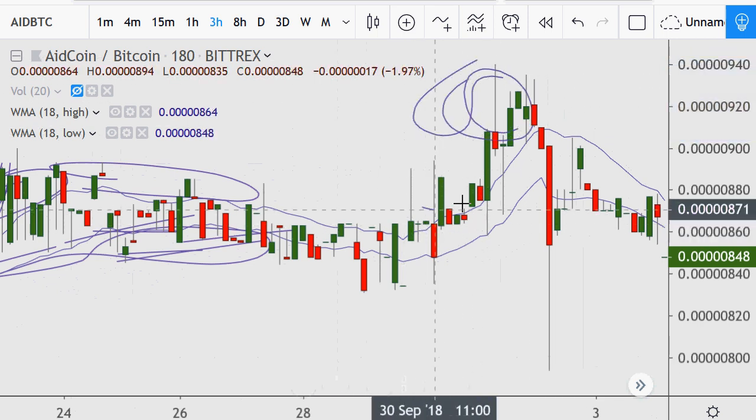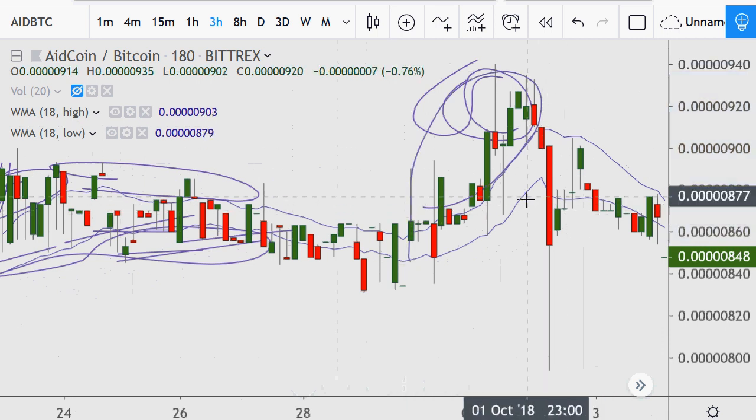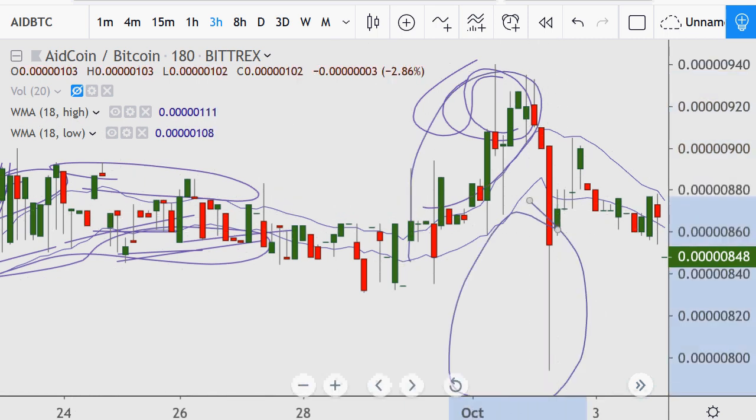And so I'm waiting for this to go below the 18. Well, there you go. There it is. That's what happens.